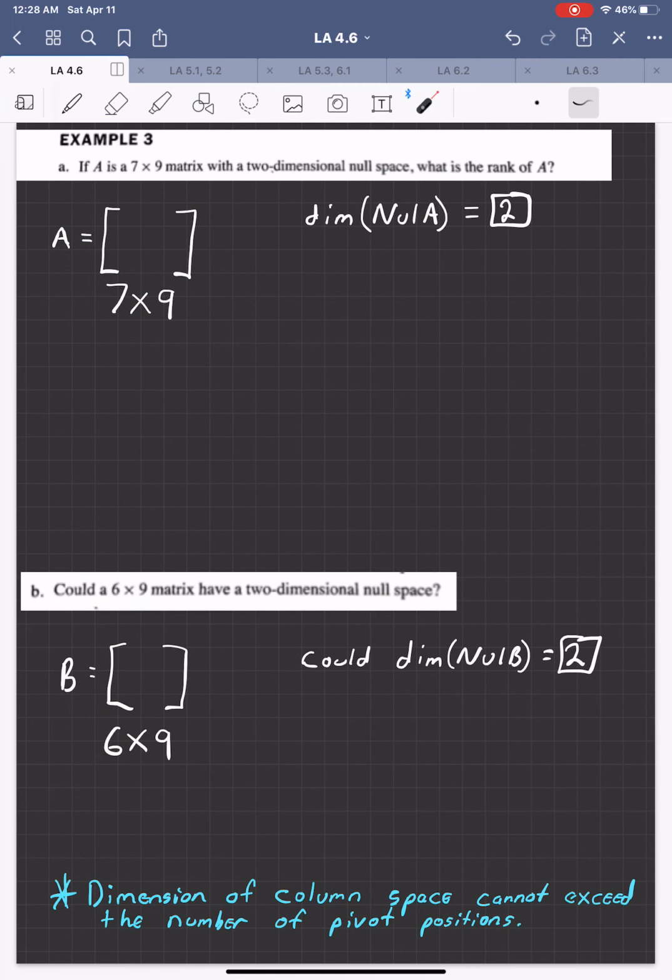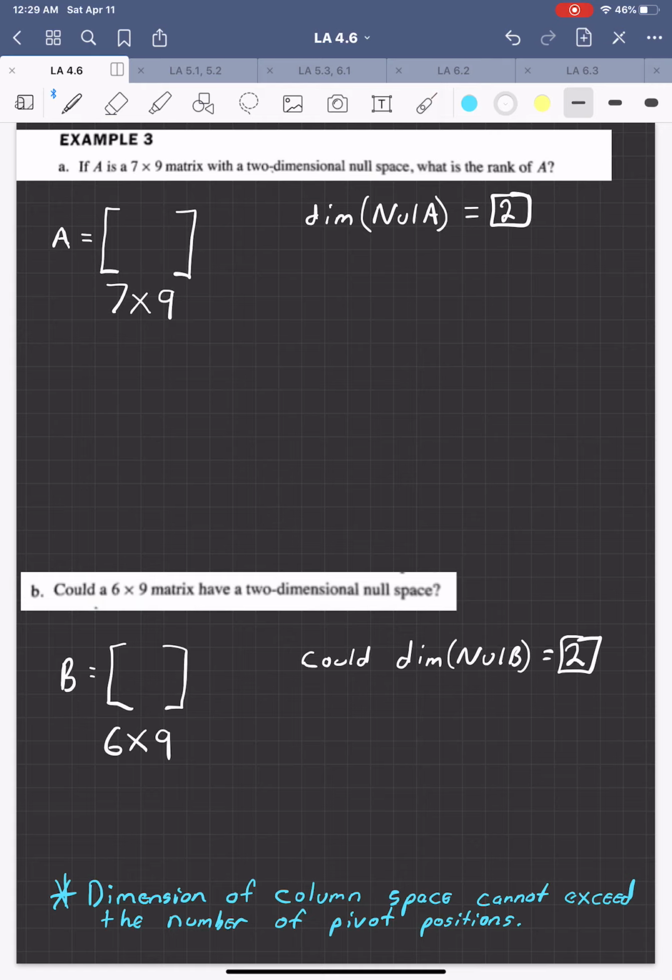So let me show you how we can think about this when I don't give you a matrix. Notice this type of question is for some arbitrary matrix A. And what we're saying is A is a 7 by 9 matrix. Now they give us a little bit more information. They say A is a 7 by 9 matrix with a 2-dimensional null space. That would mean there are 2 vectors in the basis of the null space. But they ask, what is the rank of A? Okay, so let's see if we can use that.